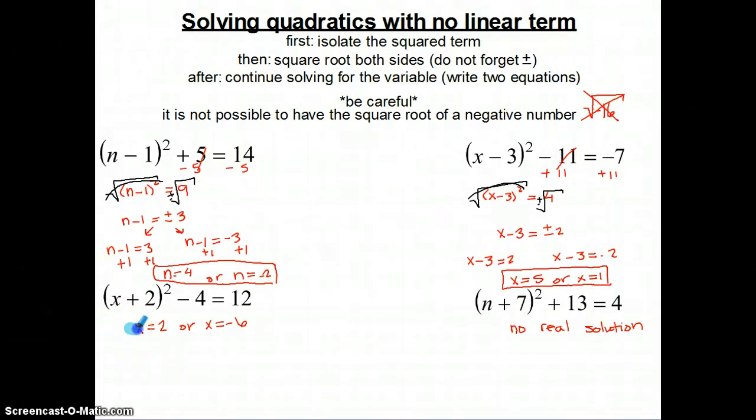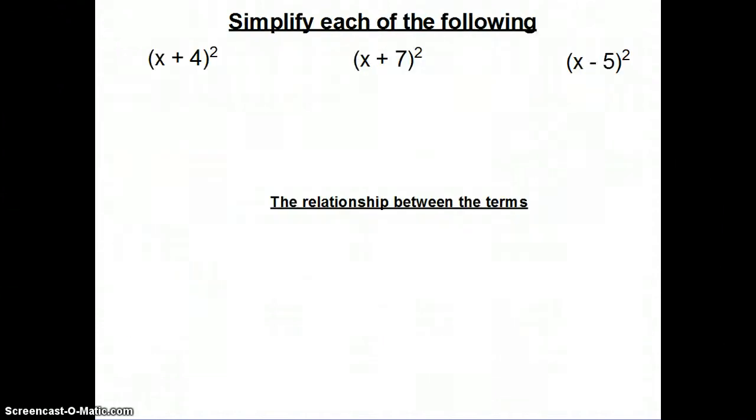For the first, you should have x is 2 or x is negative 6. And for the second, you did end up with the square root of a negative number, so there is no real solution to this equation. Moving on, we're going to simplify each of the following. So remember, this is going to go back a few months to when we multiplied binomials together by FOILing.